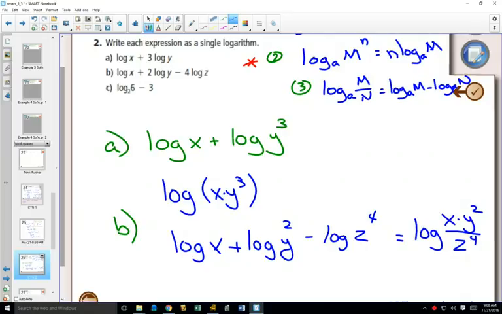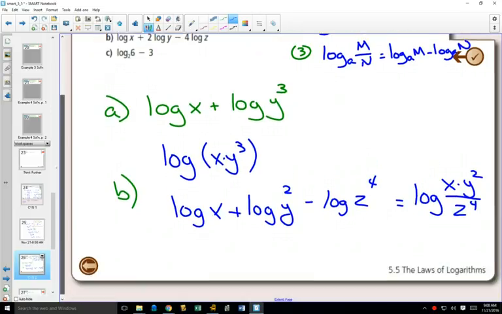And then you'd have the subtracting. So your x times y squared would be on the top, and your z to the 4 would be on the bottom. But especially as ones get really, really big, it's nice to be able to just do this as one step. Whatever is added is going to go on the top of my fraction, and whatever is subtracted is going to go on the bottom of my fraction.